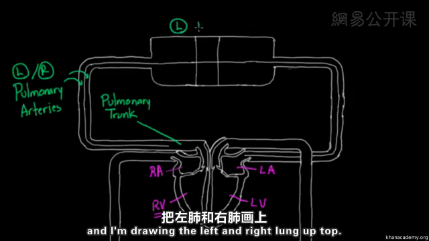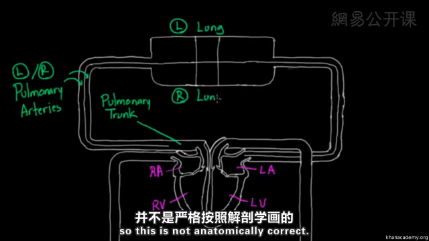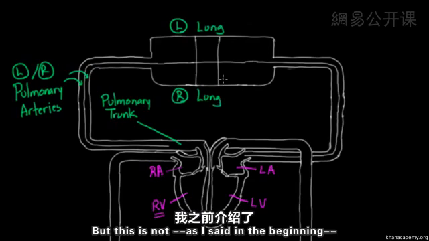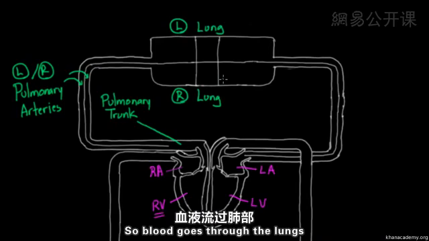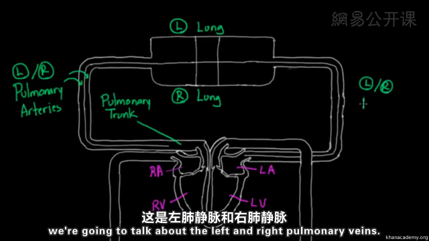And now I'm drawing the left and right lung up top, and of course you know that the lungs are not going to look this way, so this is not anatomically correct, but this is not, as I said in the beginning, a bad way of thinking about it. So blood goes through the lungs and then comes out on the other side, and there we're going to talk about left and right pulmonary veins.